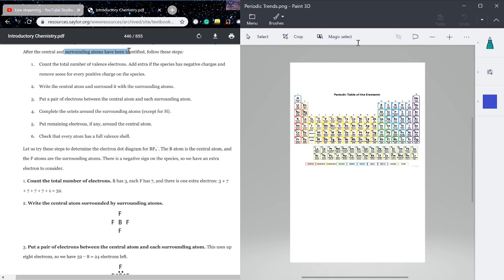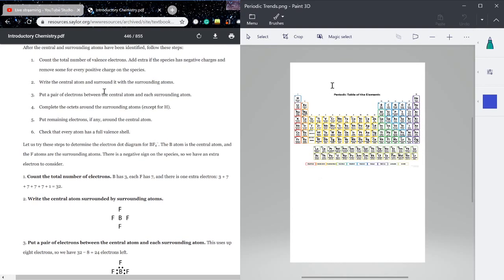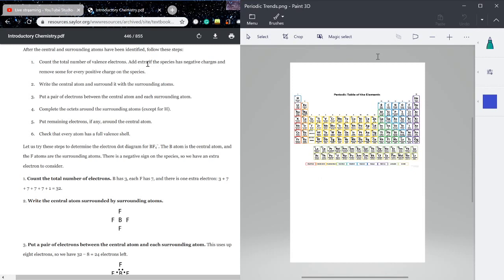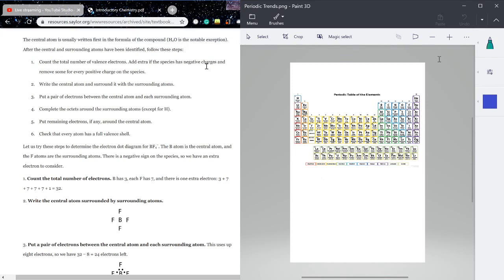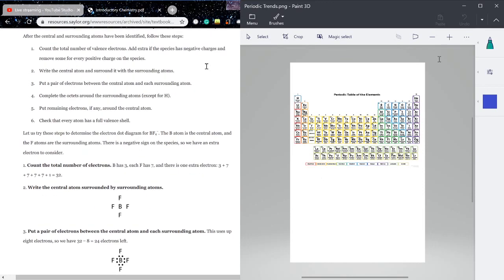So after you've identified the central and surrounding atoms, you have to follow a series of steps. Valence electrons are very important in being able to draw molecular structures. So first, you would need to count the number of valence electrons. And that is true if the species has a negative charge or a positive charge, in that case, if it's a polyatomic ion, then you would need to accommodate for that as well. Usually, if atoms have an extra negative charge, we will draw it with an extra electron pair, but then we'll account for it in the end when we talk about the overall charge of the molecule, I mean, the ion in that case.